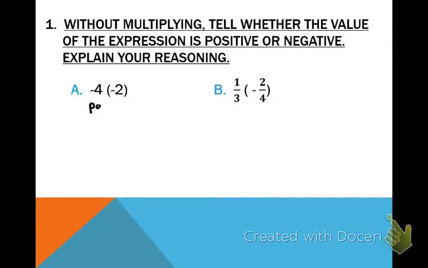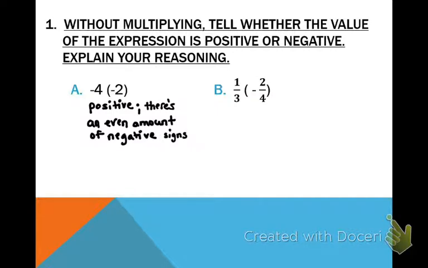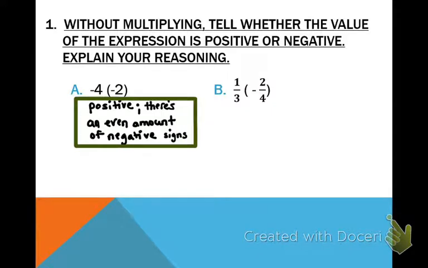Now it asks us to explain our reasoning. Can anyone explain to me why it is that this answer is going to be positive? Okay, there's an even amount of negative signs. So if I count there, I can see there are 2 negative signs, which is an even number. So because there's an even amount of negative signs, my answer has to be positive.